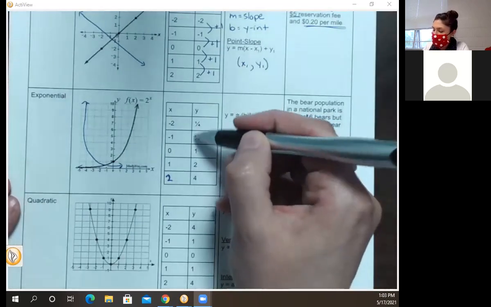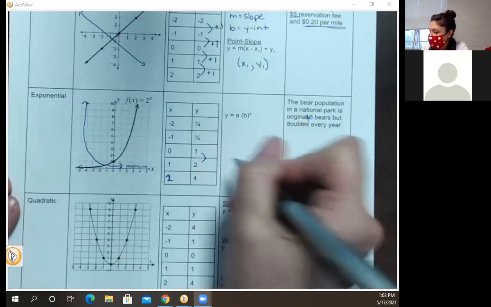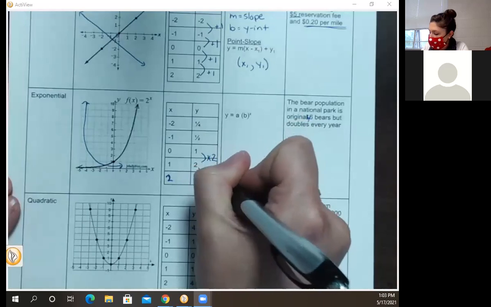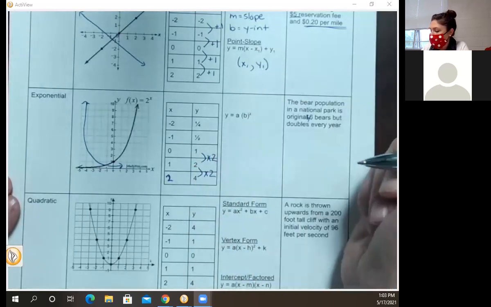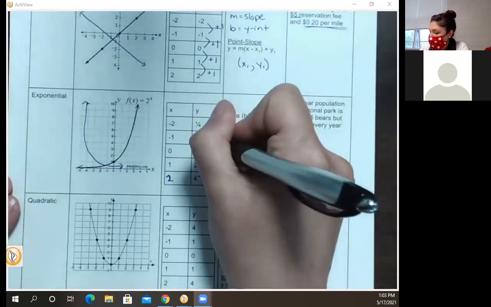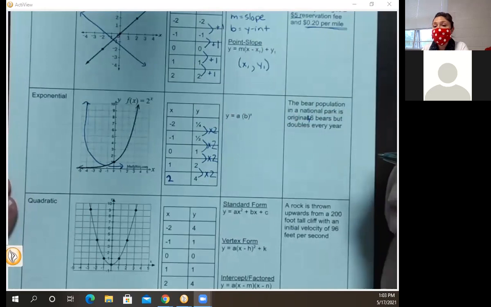Now that might be a little difficult to see with our fractions here, but to get from, let's say, 1 to 2, we could multiply by 2. To get from 2 to 4, we'd multiply by 2. And this same rule applies to these as well. To get from a fourth to a half, we could multiply by 2. To get from a half to 1, we could multiply by 2. So for an exponential function, we're always multiplying by the same number.